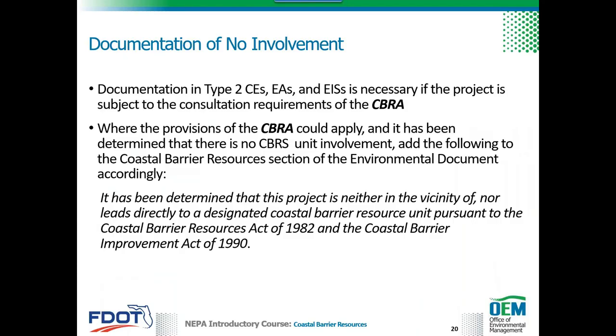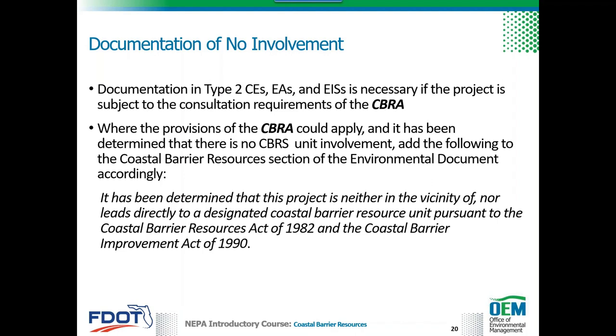We will now proceed to Lesson 3 to discuss documentation in the environmental document. Documentation in Type 2 categorical exclusions, or CEs, environmental assessments, called EAs, and environmental impact statements, or EISs, is necessary if the project is subject to the consultation requirements of the Coastal Barrier Resources Act.